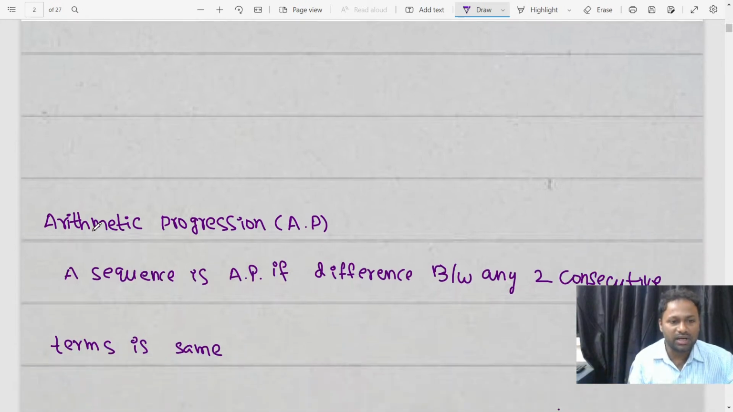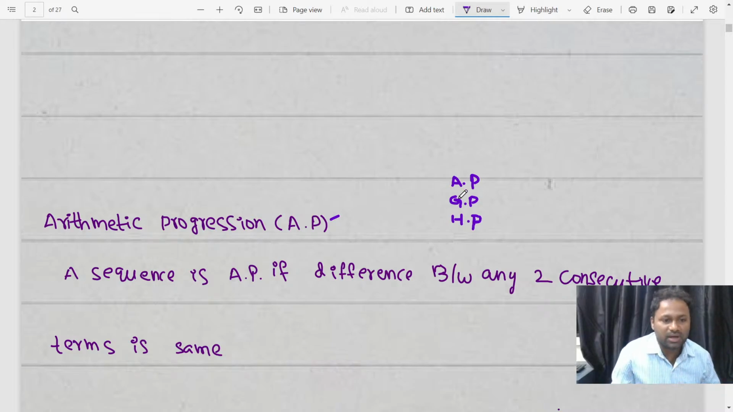What do you mean by progression? The sequences or the series which have a particular condition. We have different types of progressions: arithmetic progression, geometric progression, and harmonic progression, right? After that, some more will be there, like arithmetic geometric progression also. So here we will see the main topic, that is arithmetic progression.